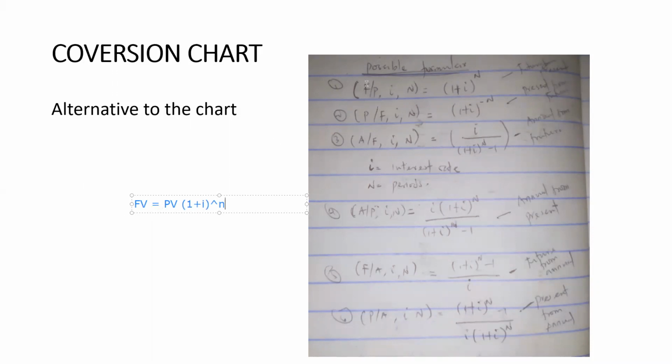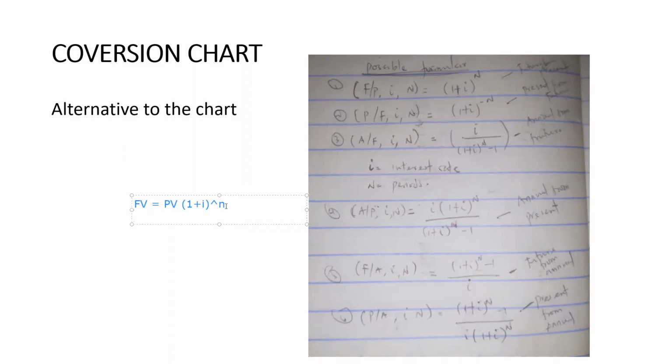So how do you now calculate F/P, i, n? It is by analyzing 1 plus i all raised to power n. If you can get this value, 1 plus i raised to power n, what you just need to do to get your future value is to multiply by your present value. So you have future value equals present value times 1 plus i all raised to power n, where i is your interest and n is the number of years.